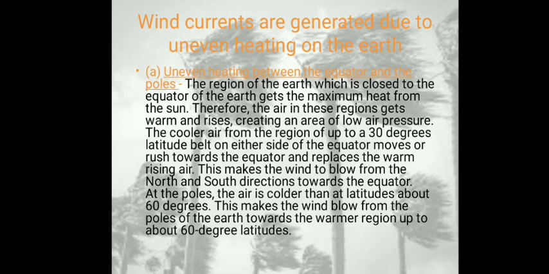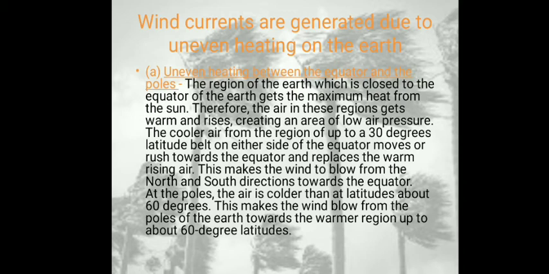Now the question is, how are these wind currents generated? Okay, so we know that wind currents are generated due to uneven heating of the earth. Now what are the reasons for this uneven heating of the earth? Why are some portions of the earth hotter than others?